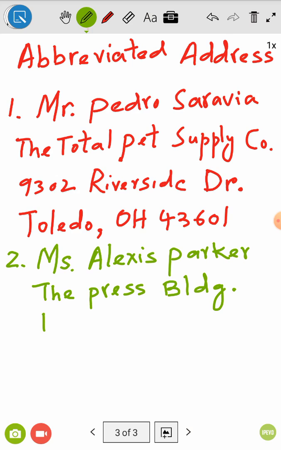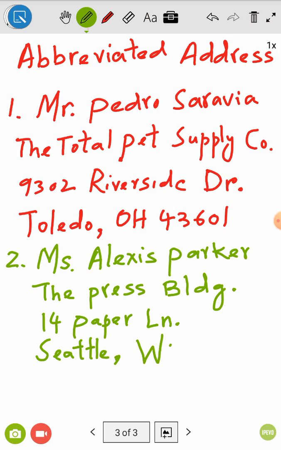Now 14 for Paper, capital P, P-A-P-E-R, paper. Lane, L will be capital, n will be small, followed by a period. This is the abbreviated form of lane. The fourth line, Seattle, capital S, E-A-T-T-L-E, Seattle, comma, Washington. As the name of the state, as we read in the definition, both letters will be written capital. Washington, W-A, 98104.